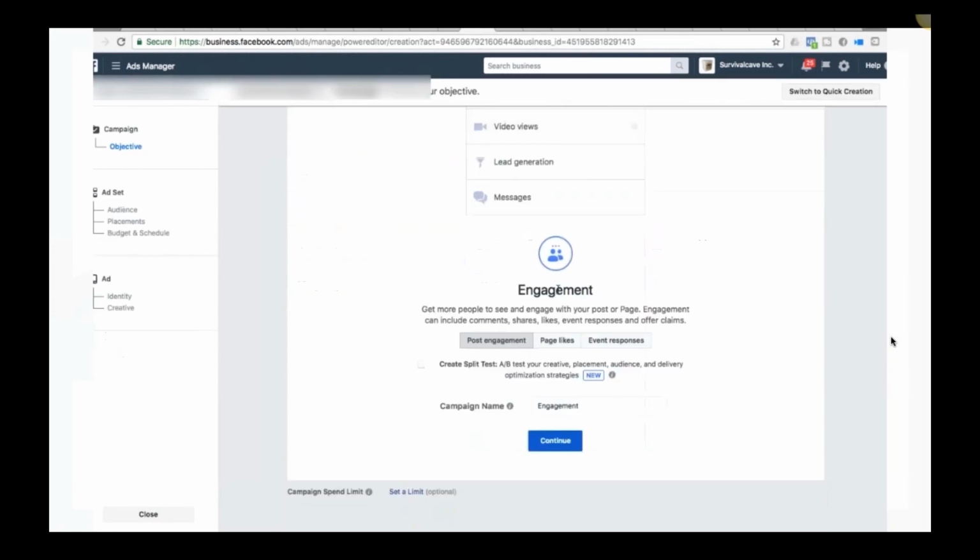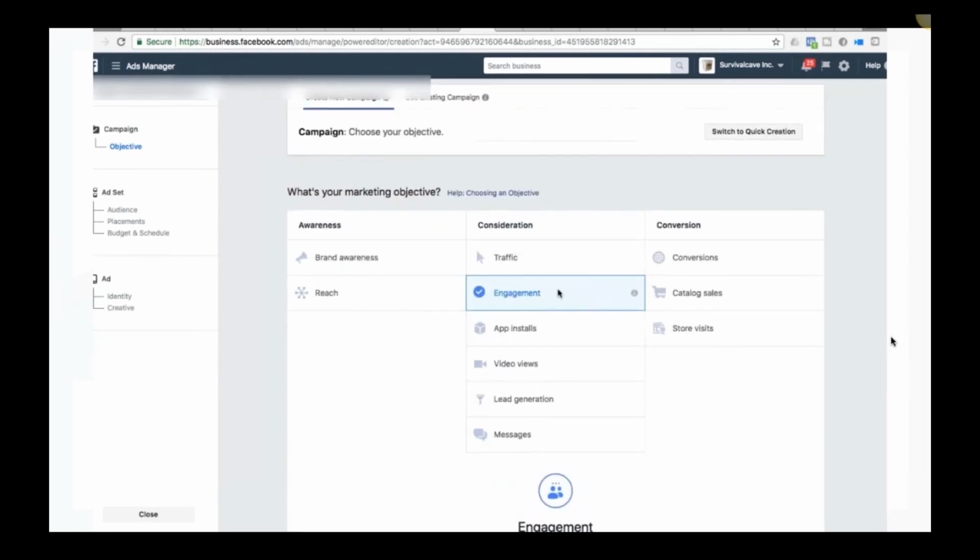Now, why would we ever use engagement? Well, what I like to do is actually put a post up. And then once we put the post up, we want it to have a lot of engagement. So what we'll do is we'll run an engagement campaign in the beginning, before we actually run the ad to sell the product. And here's what that looks like.